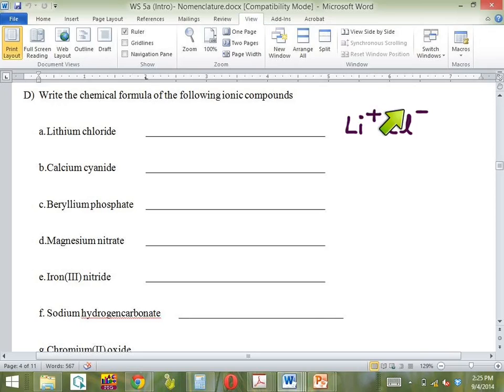Then we look at the charges, +1, -1. All we have to do is put them together. And then over here on the line, we write our answer, which is LiCl, just one of each. Remember, if you have more than one of a polyatomic ion, then you need to put parentheses around it and put how many of those are on the outside.